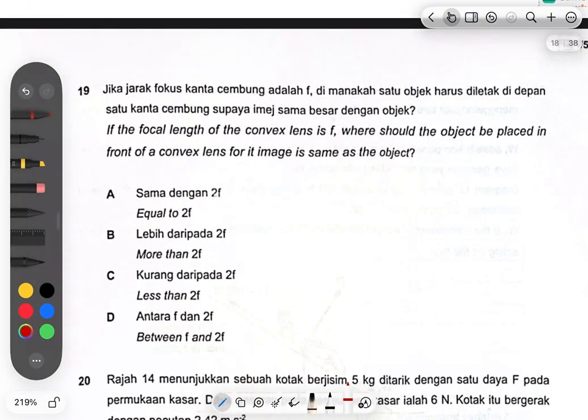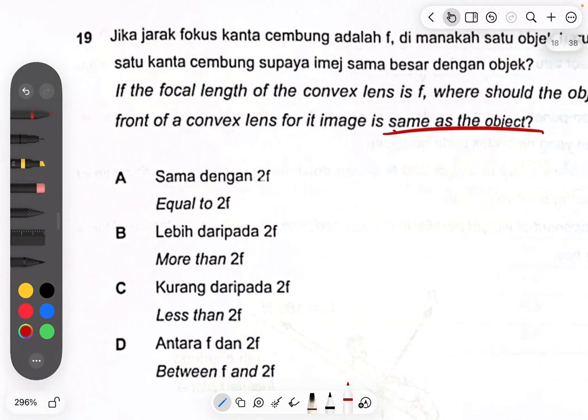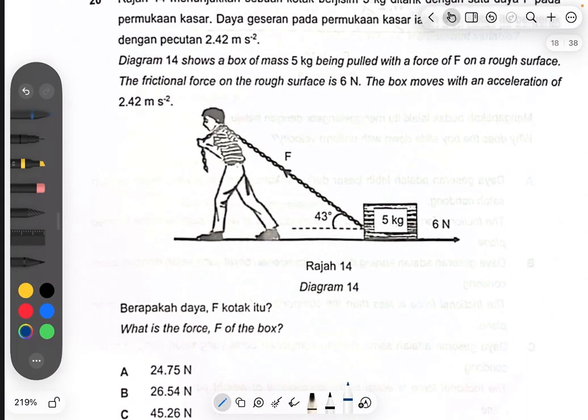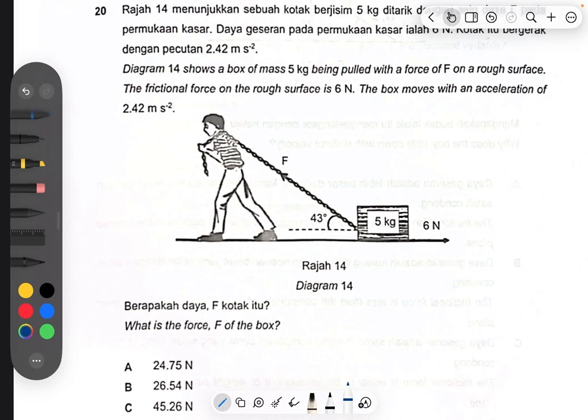Okay, next. If the focal length of the convex lens is F, where should the object be placed in front of a convex lens so it's the same as object? It has to be equal to 2F, right? If I don't remember, but it has to be equal to 2F. Because I remember something like equal to 2F. Yep, it's A. Diagram 5 shows a box of mass 5 kg being pulled with a force of F on a rough surface. The frictional force on the rough surface is 6 Newton.